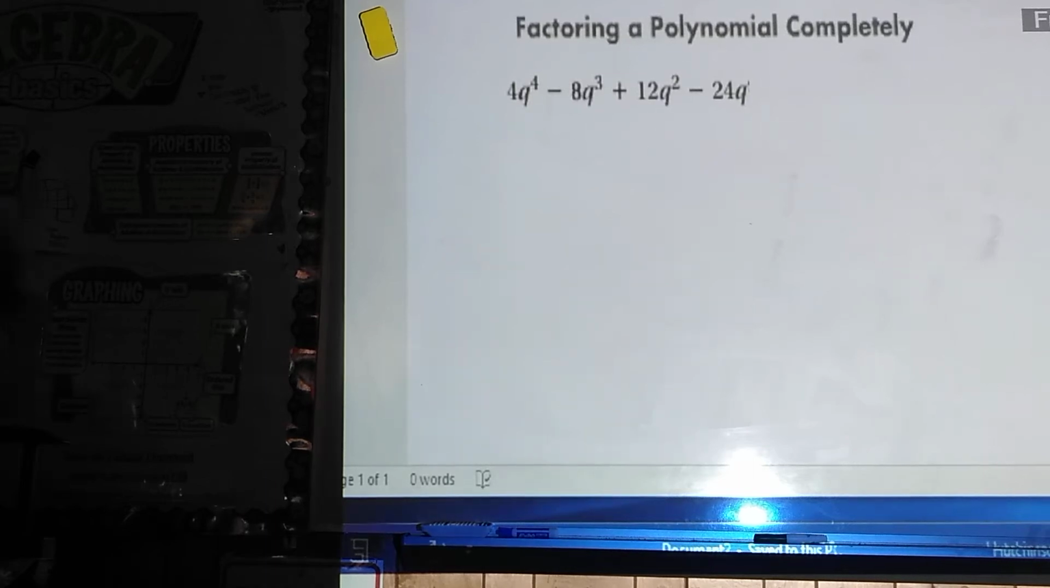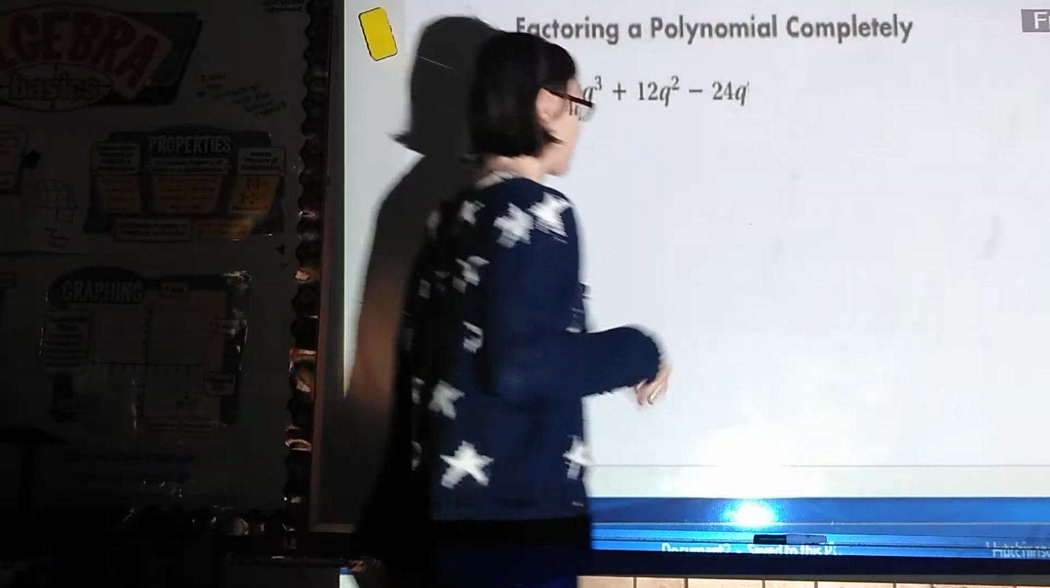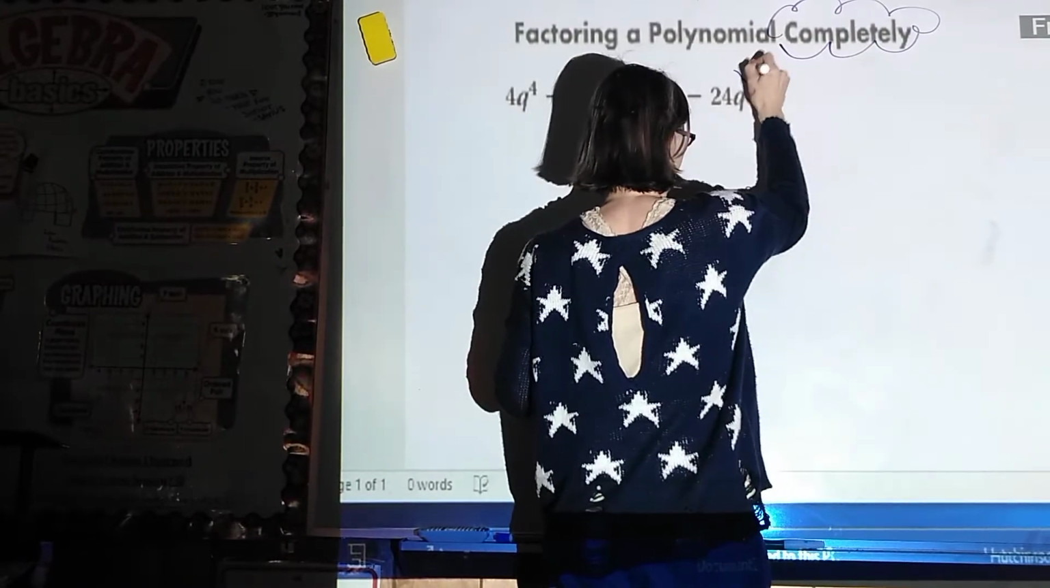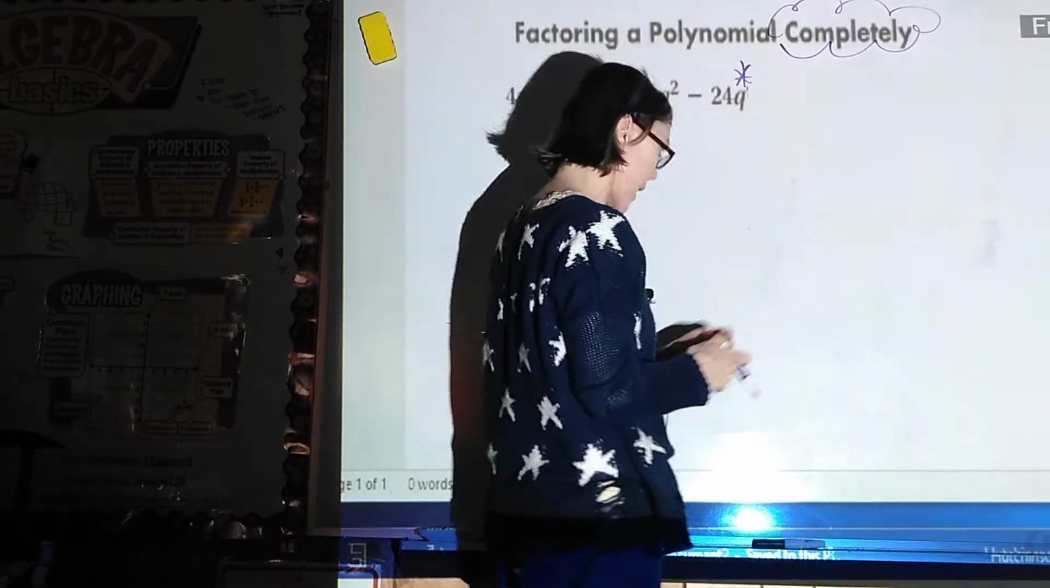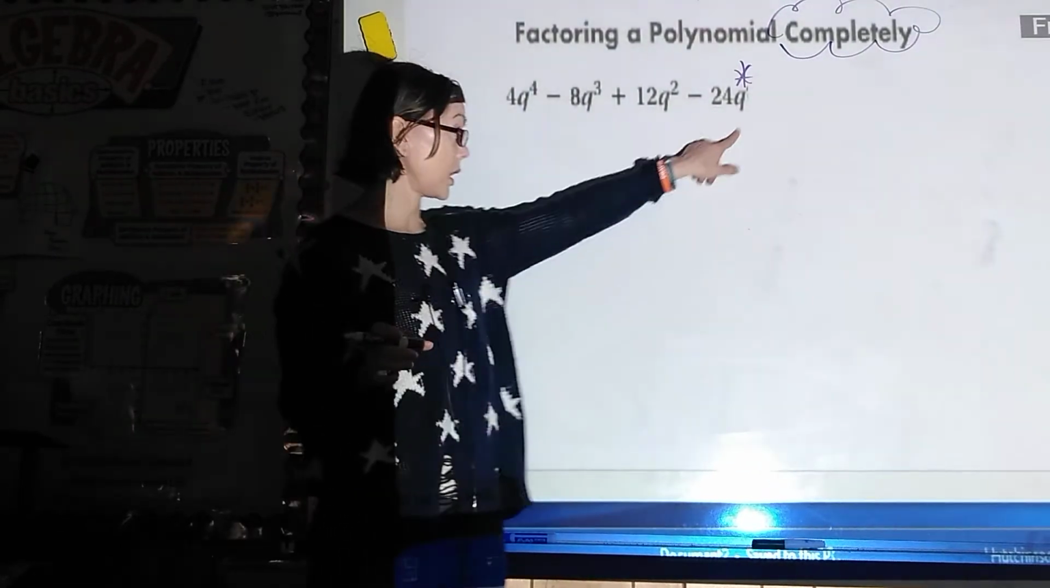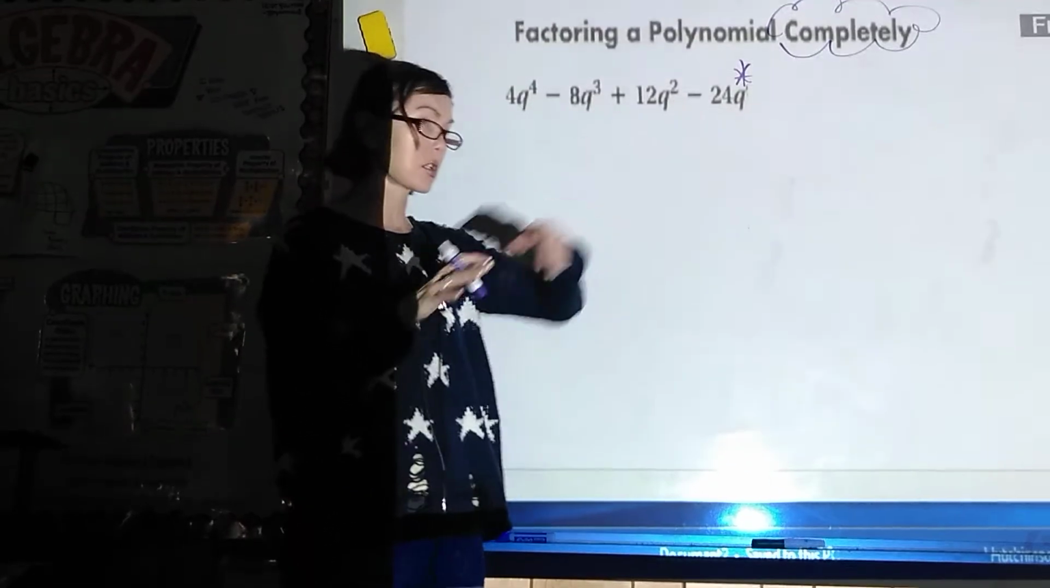Fabulous. Factoring completely. Go ahead and bubble it. Okay. There you go. And put the star. Put the star above that fourth. You already wrote it down, so put the star above the last variable. Here's what you need to know.